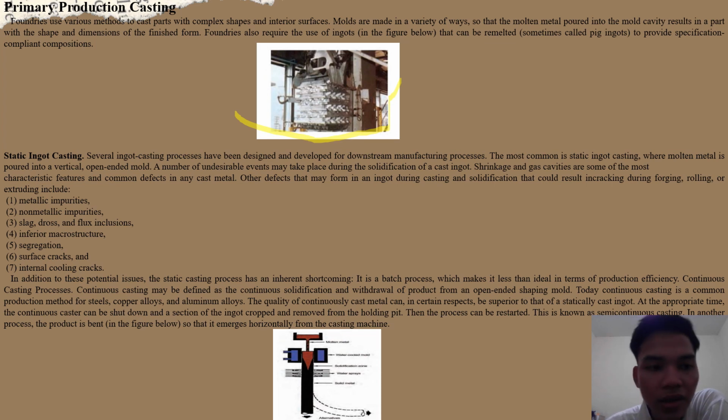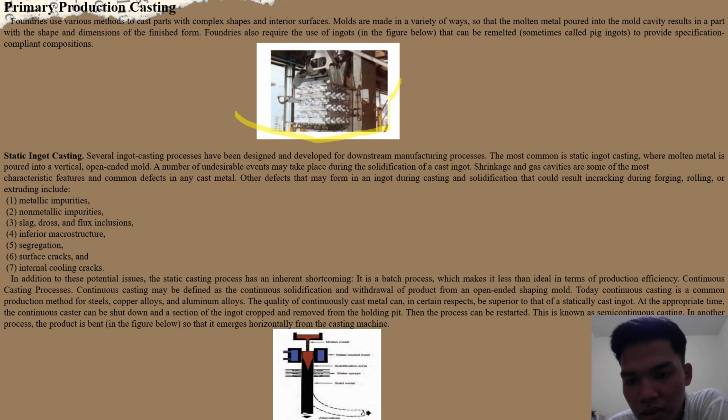Static ingot casting. Several ingot casting processes have been designed and developed for downstream manufacturing processes. The most common is static ingot casting, where molten metal is poured into a vertical open-top mold. A number of inseparable events may take place during this solidification of cast ingots.